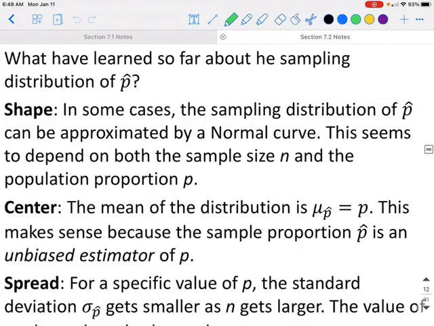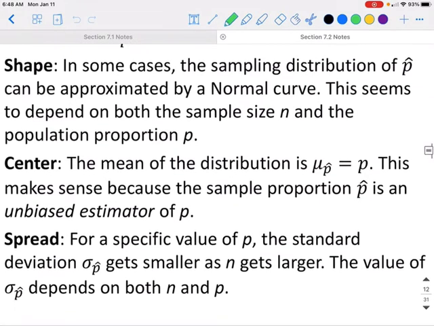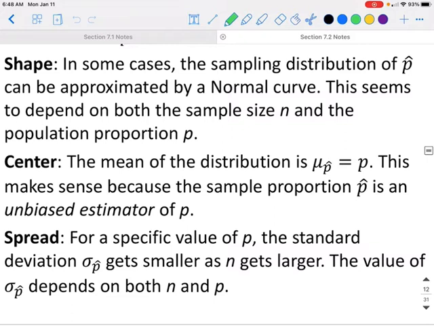So here is what we've learned so far about the sampling distribution of p hat. When we're talking about the shape, in some cases, the sampling distribution of p hat will be approximated by a normal curve. This seems to depend on both the sample size n and the population proportion p. The center, or the mean of the distribution, mu of p hat, is just going to equal p. This makes sense because the sample proportion p hat is an unbiased estimator. So what we're saying is the average of all our p hats, or the average of all the sample proportions, should equal the actual proportion of the population.